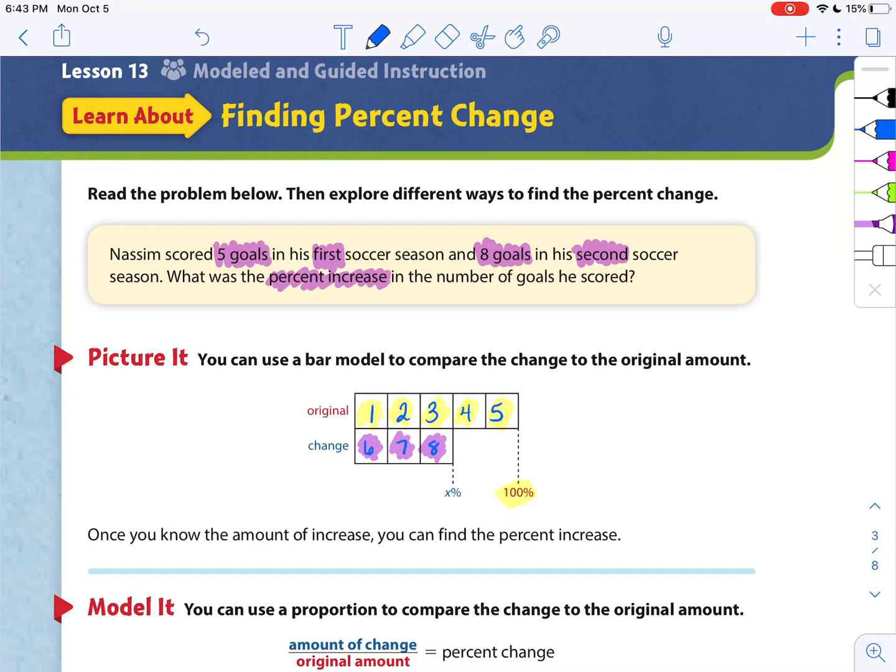And what we want to be able to determine is, what is that percent change? Well, if we know 5 goals is 100%, then halfway between that is 50%, and that's halfway there with my green line. So I know it's a little bit more than 50%. Let's look at some other ways that we can interpret this to maybe get a more exact answer.